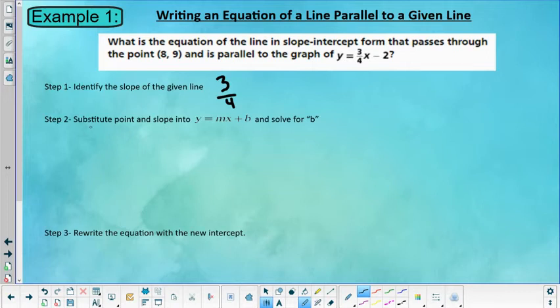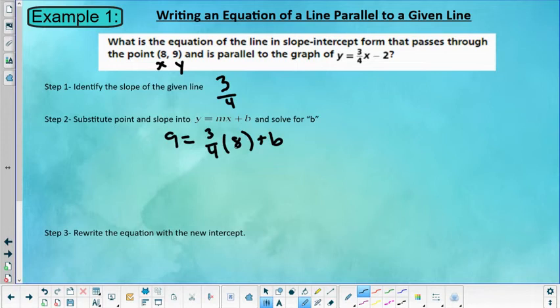Okay. Step 2, substitute the point and slope into y equals mx plus b and solve for b. This is just like when we talked about point slope form. So I have my x and my y, and I have my equation. I'm going to go ahead and substitute everything in. So y equals 9, my slope is 3/4, my x value is 8, plus b, and we're going to solve for b.